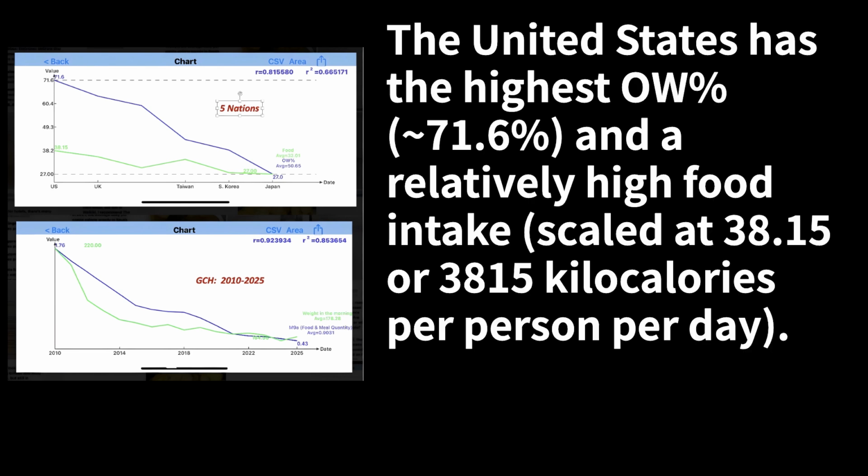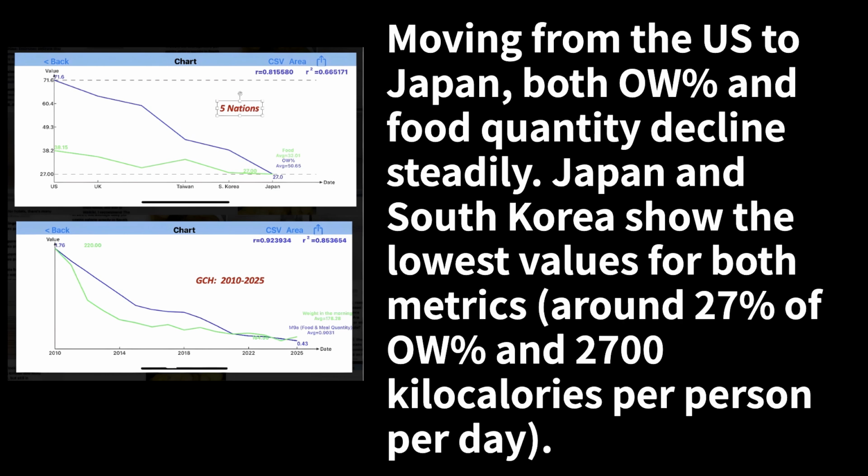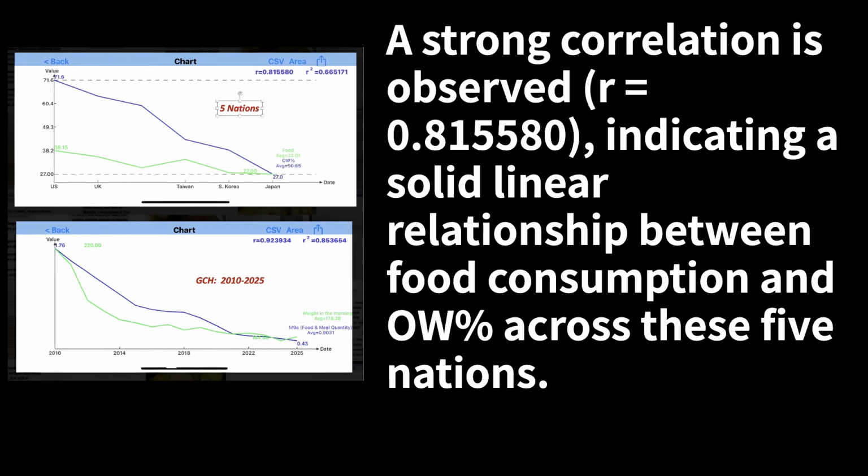Key observations. The United States has the highest %, 71.6%, and a relatively high food intake, scaled at 38.15 or 3,815 kilocalories per person per day. Moving from the US to Japan, both % and food quantity decline steadily. Japan and South Korea show the lowest values for both metrics, around 27% and 2,700 kilocalories per person per day. A strong correlation is observed. R is 0.815580, indicating a solid linear relationship between food consumption and % across these 5 nations.